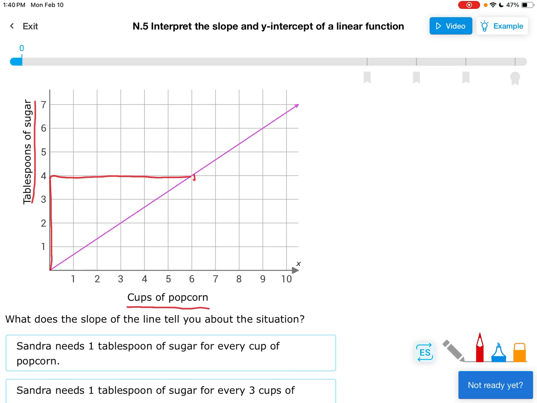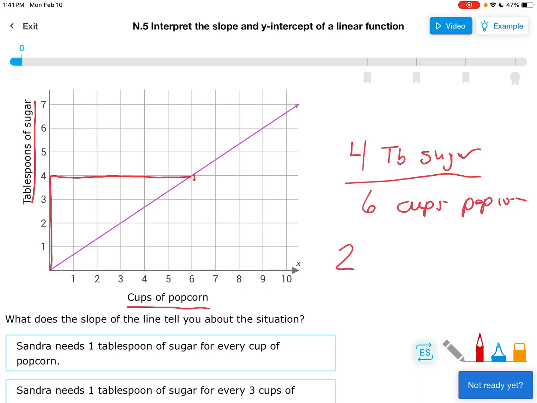Let's see. There are 4 tablespoons of sugar for every how many cups? 6 cups of popcorn. So 4 over 6. We can reduce that fraction to be 2 tablespoons for every 3 cups. I guess I didn't see that this point would have worked as well.